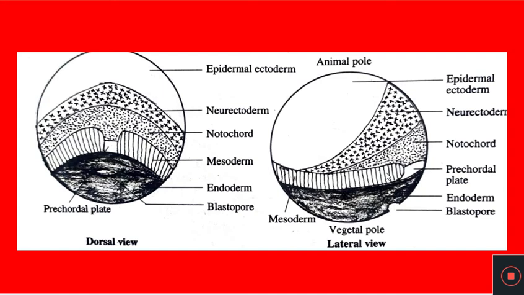Now, the prospective endoderm. The prospective endoderm is this area which is seen in and around the vegetal pole. So, this is the vegetal pole. This area represents the prospective, or the future, endodermal area. Cells in this area will later develop into the midgut and the hindgut of the embryo.